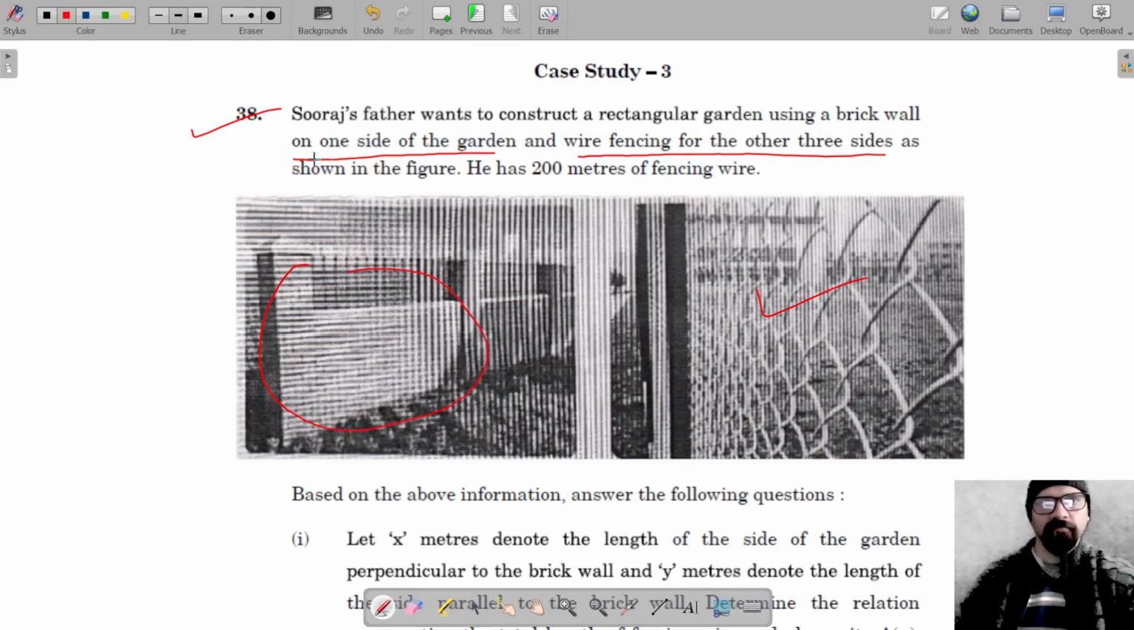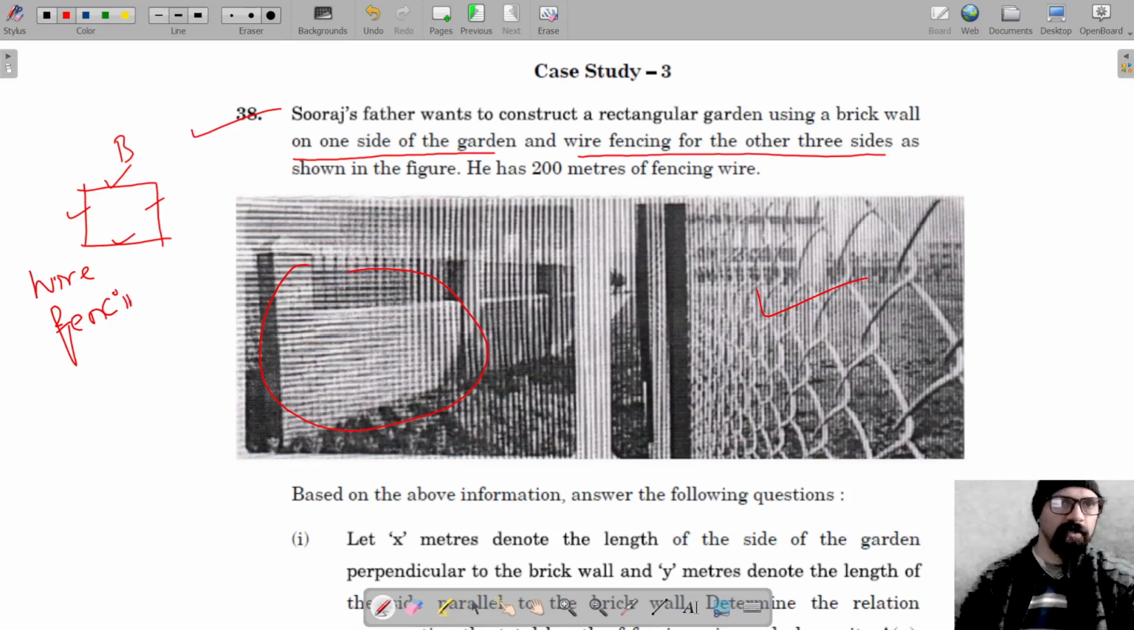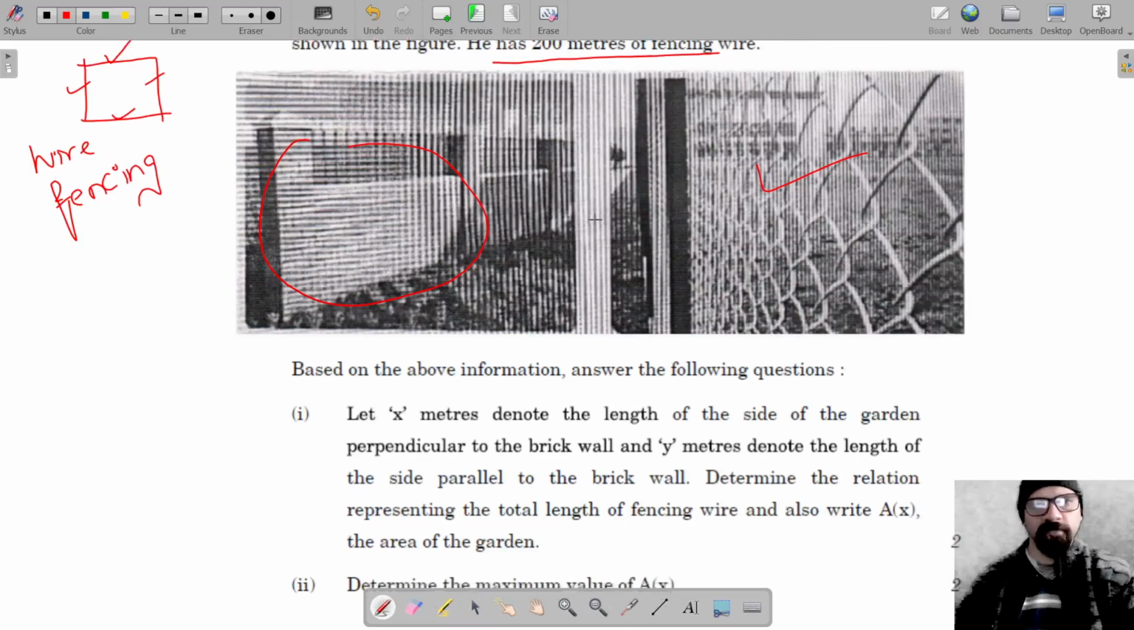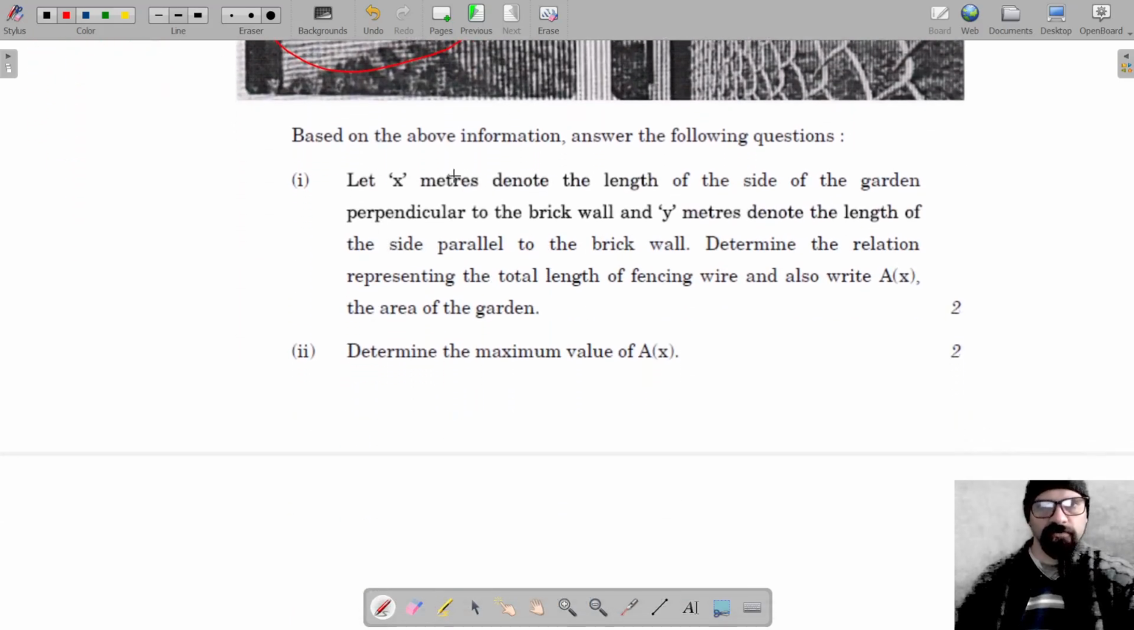So one side of the garden will have, let's say this is the rectangular garden, a brick wall, and the other three sides would have the wire fencing. Now he has 200 meters of fencing wire. Based on the above information, answer the following questions.